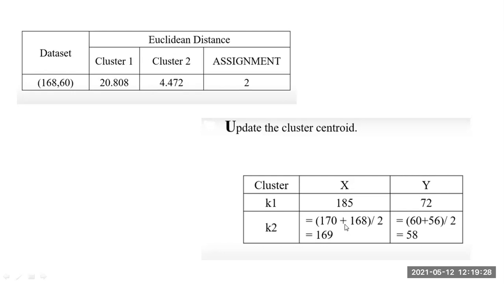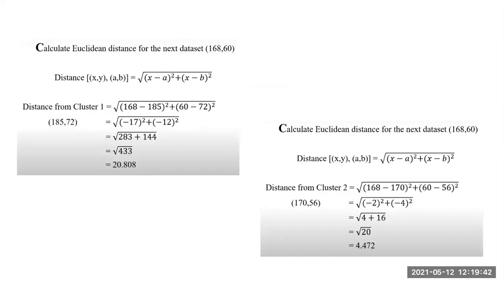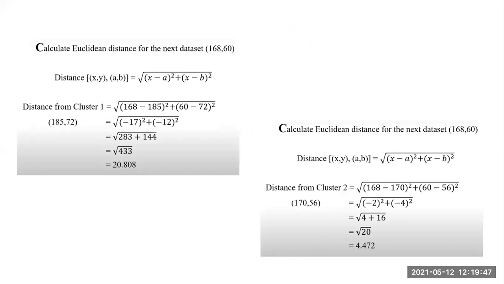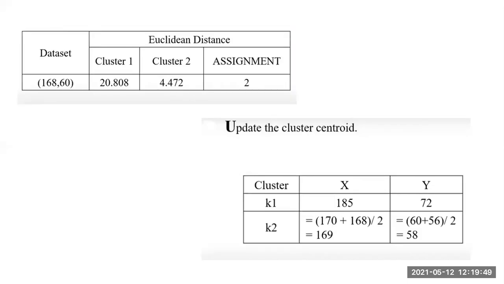So how to update the centroid value? That is by calculating the mean. So how to calculate the mean? The mean should be calculated with the old cluster value. The old cluster value is 170 comma 56, and the new value should be the value we got here, that is 168 comma 60. If I take the mean of these values, I get the new centroid value. The new value of cluster 2 should be 169 comma 58.